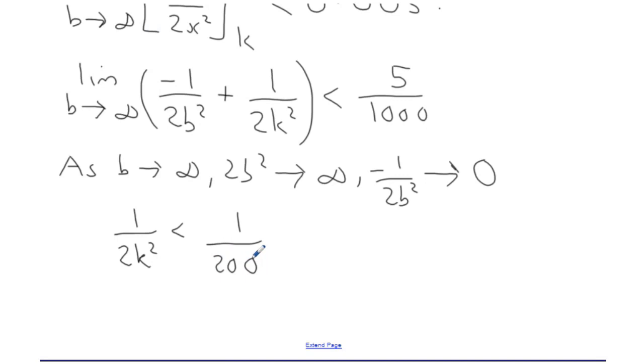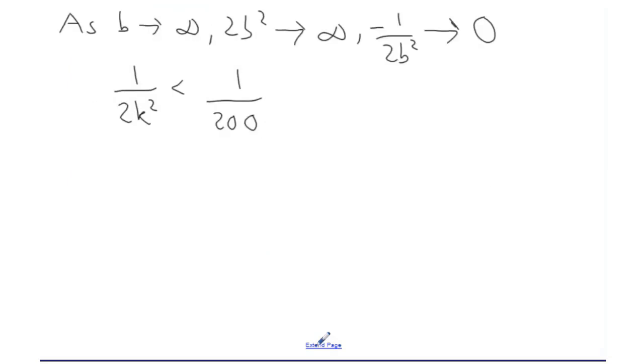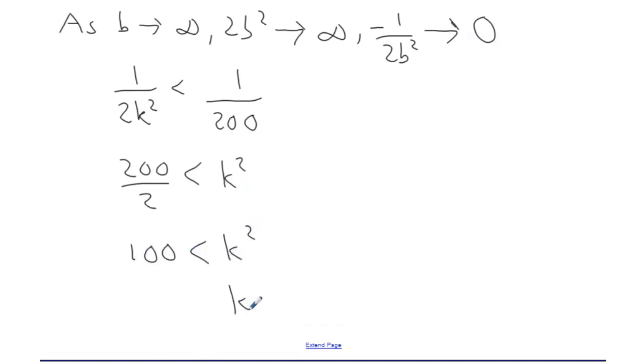So now at this point you could take reciprocals of both sides and flip the inequality, but I would say it's more likely that you're just going to move some stuff around. So we know everything's positive, we know k is positive, so k squared is definitely positive. So that's going to say k squared is greater than 200 over 2. 200 over 2 is 100, k squared is greater than 100, which must mean k must be greater than 10.